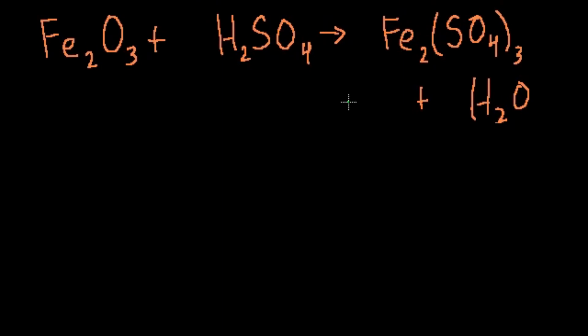So this one looks all hairy. I have iron oxide plus sulfuric acid yields all this hairy stuff. But the key here to realize is that this sulfate group stays together, right? You have this SO4 there, and you have this SO4 there. So to really simplify things for our head, you can kind of treat that like an atom. So let's make a substitution. We'll substitute that for X.